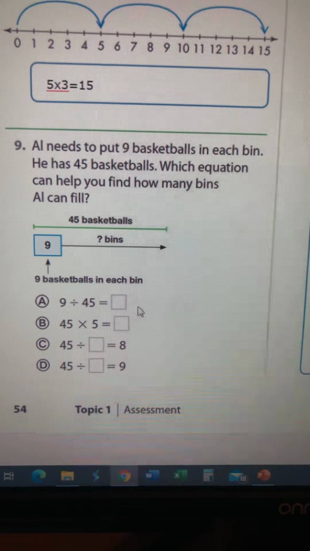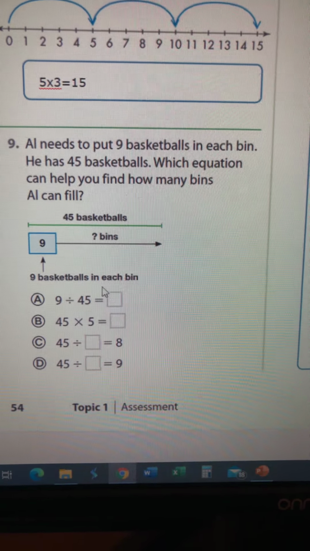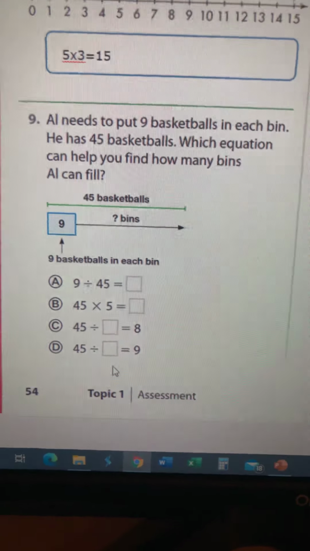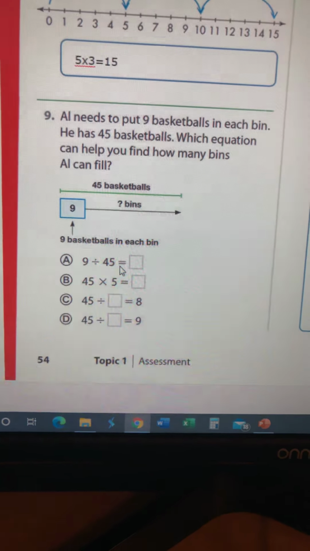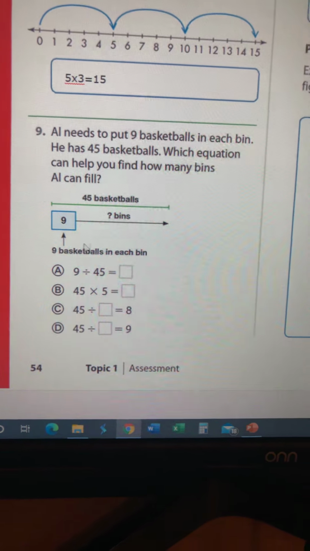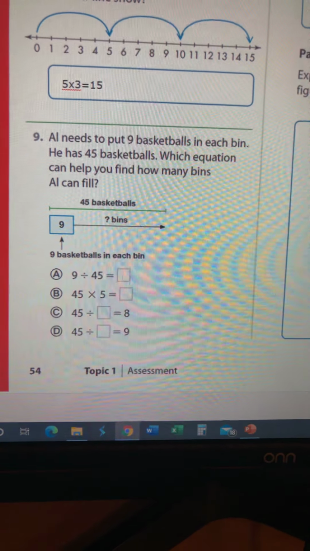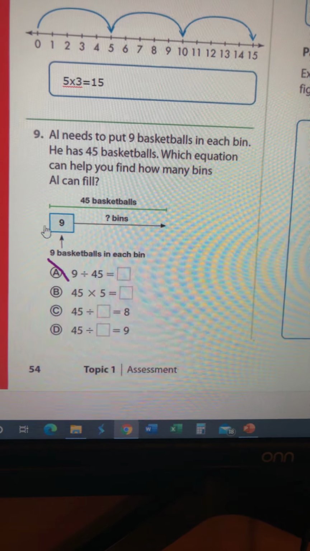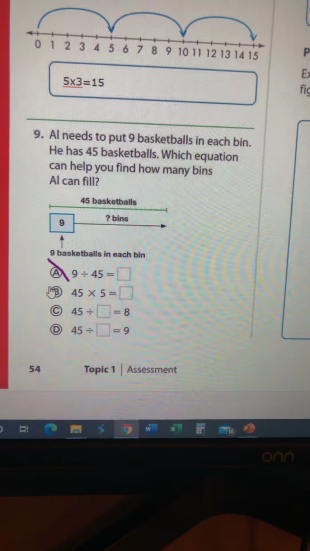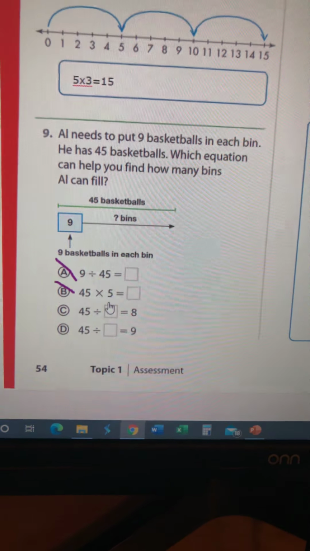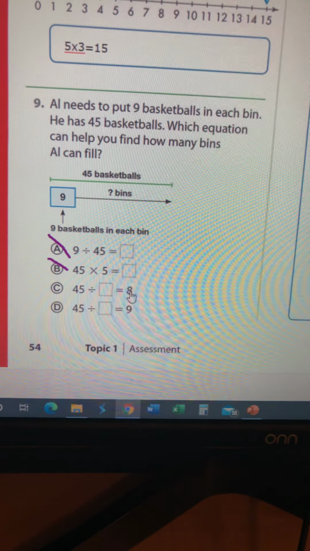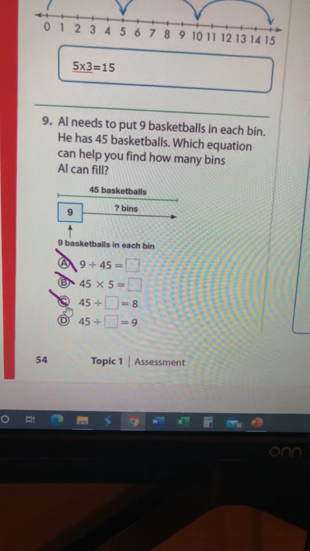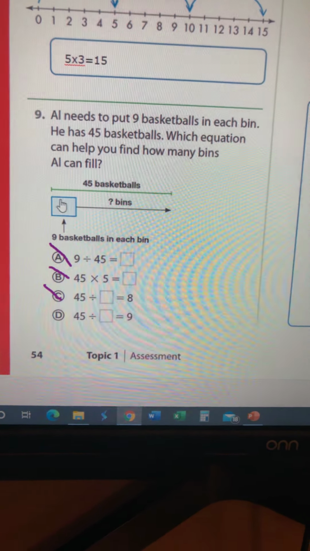You're not finding the answer. You are trying to find what it equals, so you don't need to. So this says 9 divided by 45. Are you going to take this 9 and split it into 45 pieces? No. 45 times 5, is there a 5 anywhere? No 5. 45 and a 9. Nope. And we're not going to do our 45s. 45 divided by something equals 8. Do you see an 8 anywhere right here? Nope, no 8. 45 divided by something equals 9.